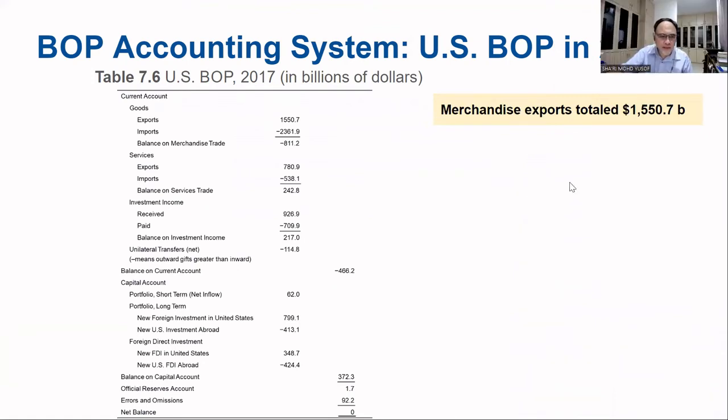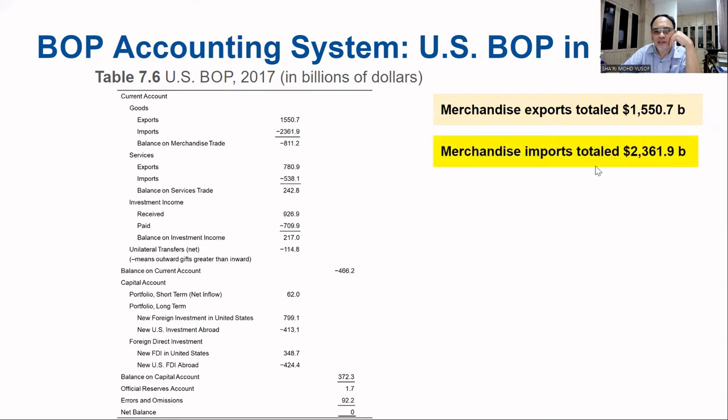So the merchandise, for example, this is an example of US balance of payment accounting records for 2017 in billions of dollars. So the current account in terms of goods, exports, imports, these are the values, and there is a balance of merchandise trade. There are two types of trades: merchandise and service, visible trades or invisible trades. So you have this total 1.5 trillion, 2.3 trillion. So you have a negative.